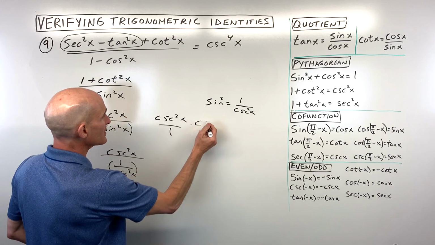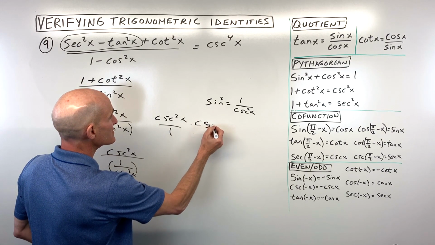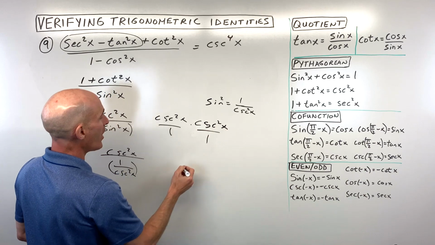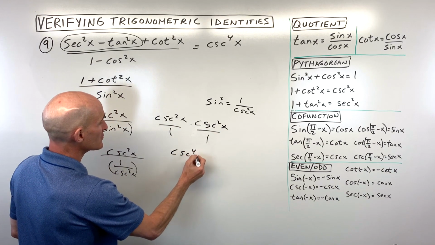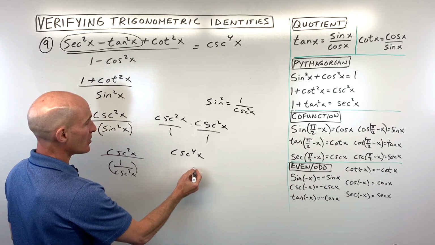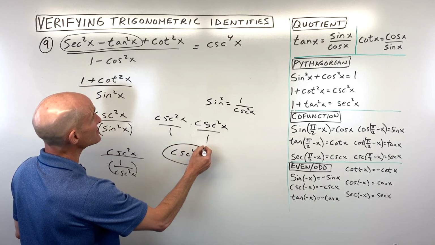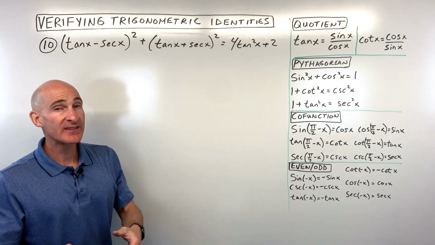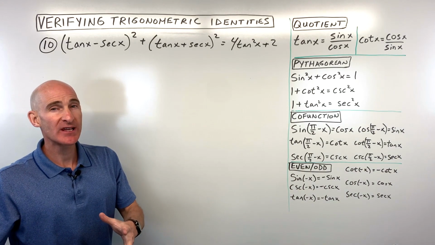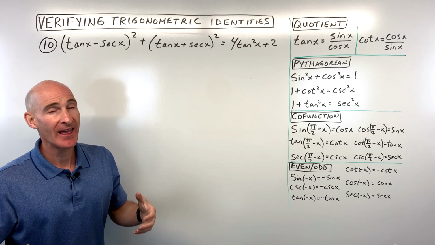So cosecant squared x over 1. And you can see cosecant squared times cosecant squared is going to give us cosecant to the fourth of x, all divided by 1. Anything divided by 1 is itself. And we proved it. Okay, we've made it to the last problem. So see if you can do number 10 on your own. We'll go through it together.